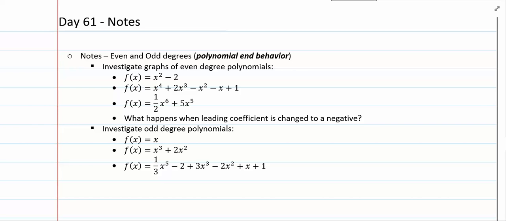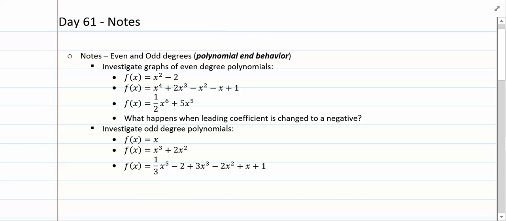Day 61 Notes, Advanced Algebra 2. Today we finish off the week with our discussions on polynomials, and this time we're looking at polynomial end behavior. And what that means is we're looking at what happens to the shapes of a polynomial graph as we go out towards infinity in our x direction, and when we go towards negative infinity in our x direction. What happens to the tails or the ends of each of these polynomial graphs?